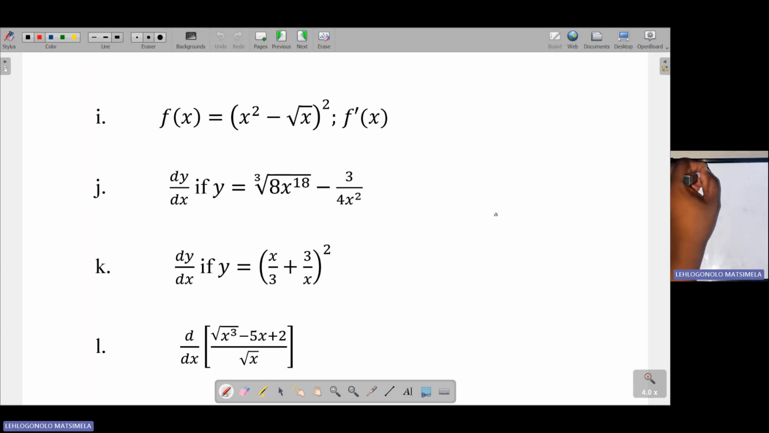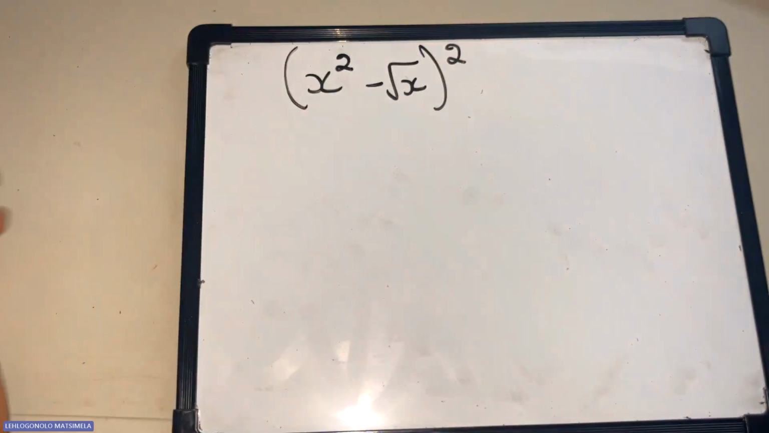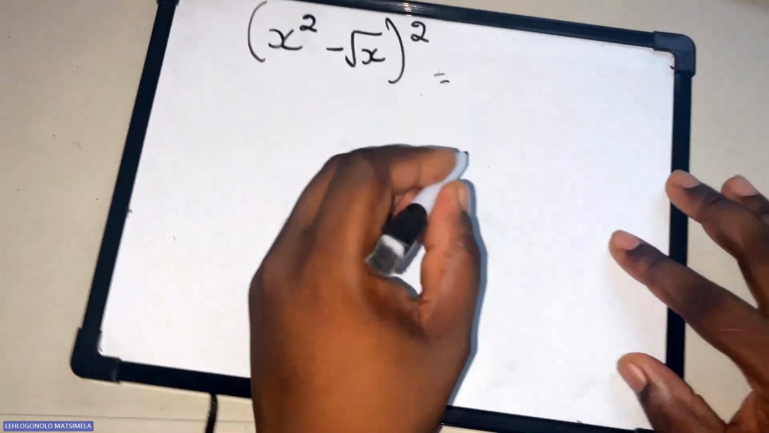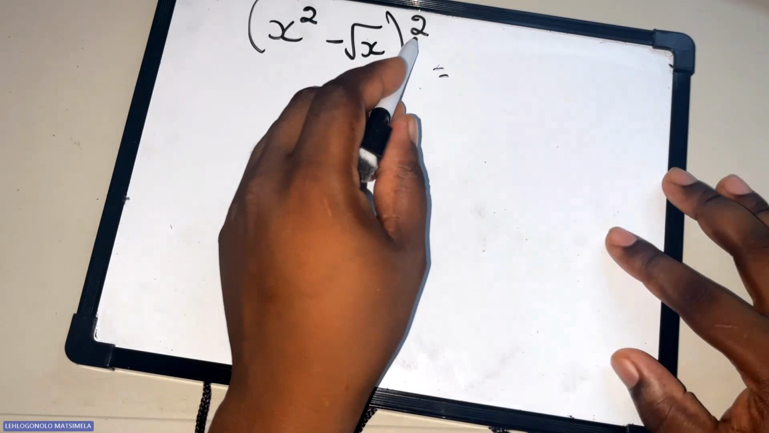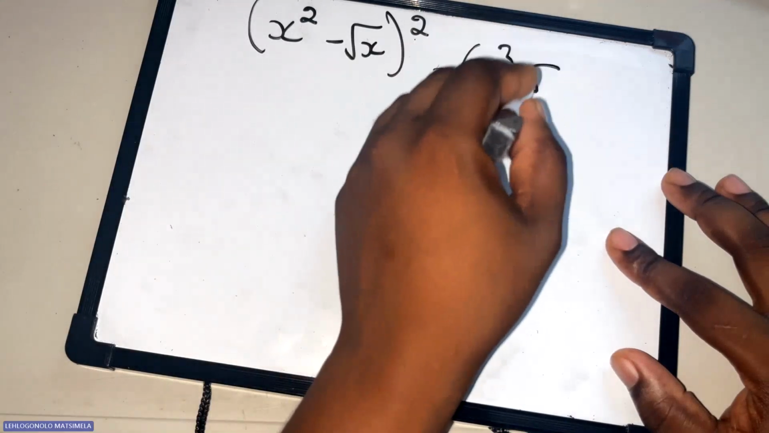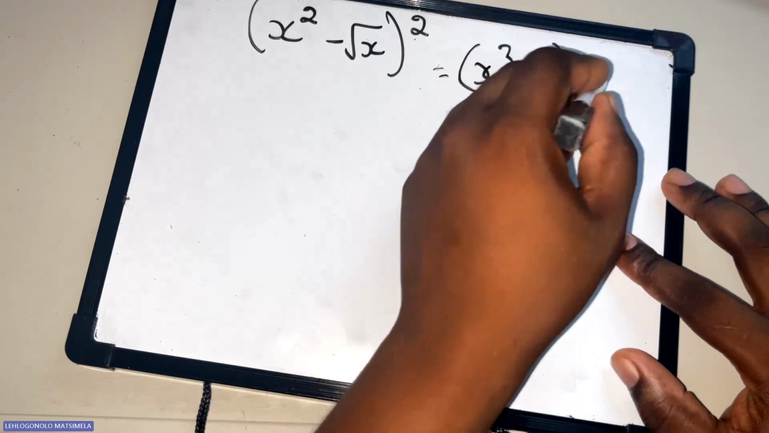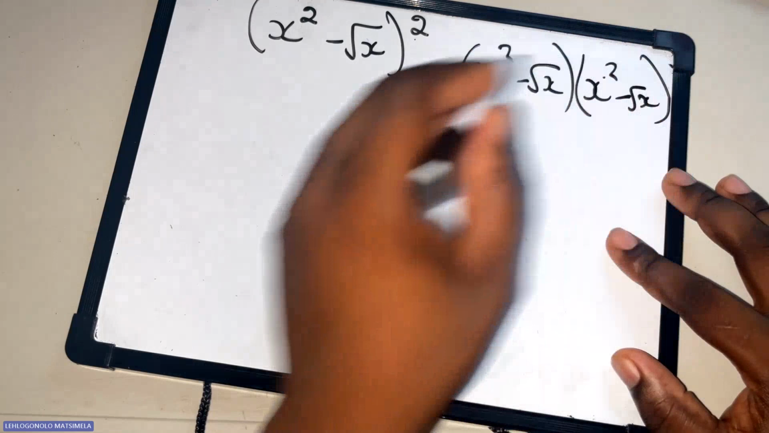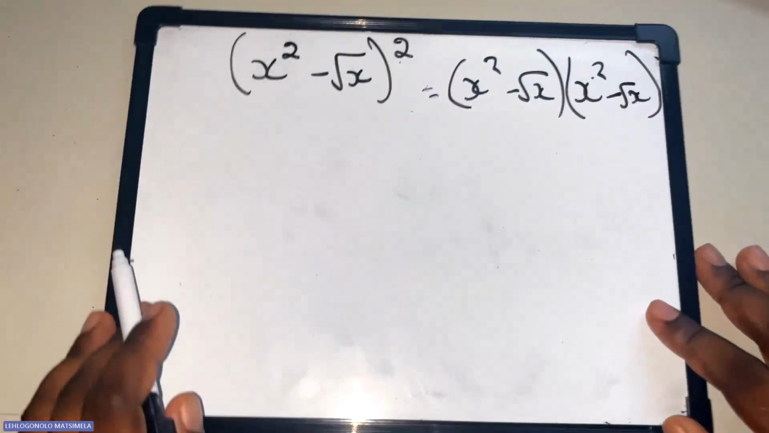So we have, in the brackets, x to the power of 2 minus root of x, all to the power of 2. Okay, let's do it quickly, within a minute. This is more like saying, when we solve for x, we square both sides. So we have x to the power of 2 minus root of x in brackets, times x to the power of 2 minus root of x in brackets. So there are 2 of them. That's what it means.